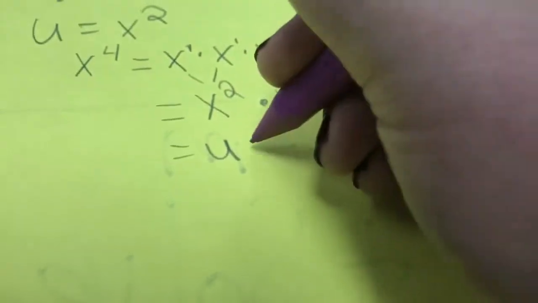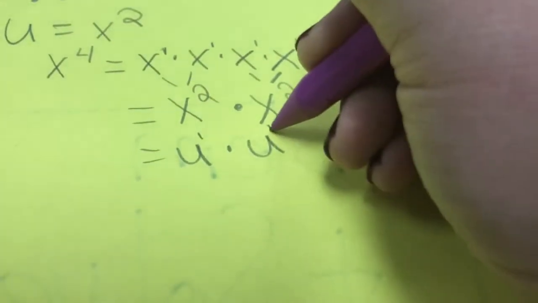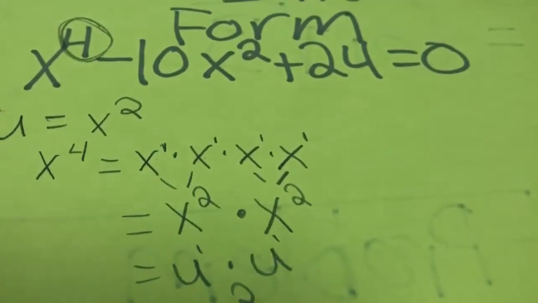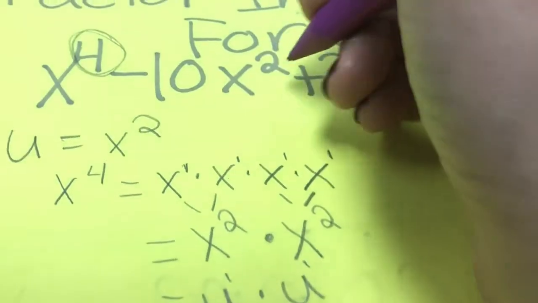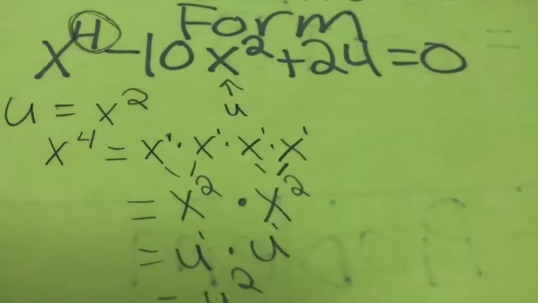So now I have u times u. Well, now my bases are the same, so I add the exponents, and now I have u squared. That is how I'm going to convert x to the fourth to my u's. Now, going back to the original problem, this x squared is simply going to be u. So let's rewrite our problem.